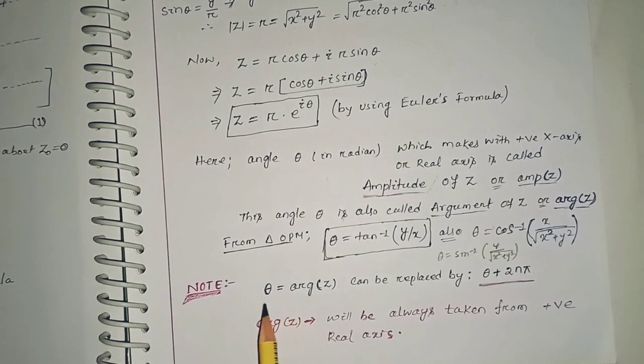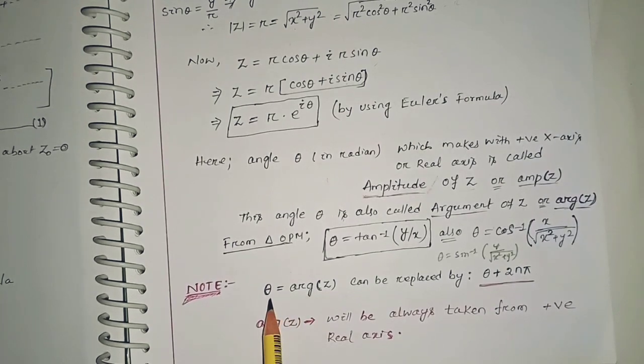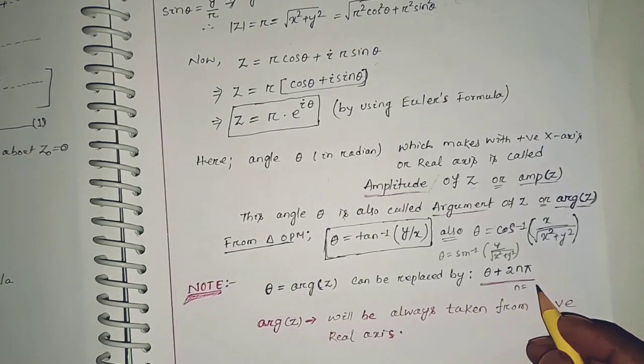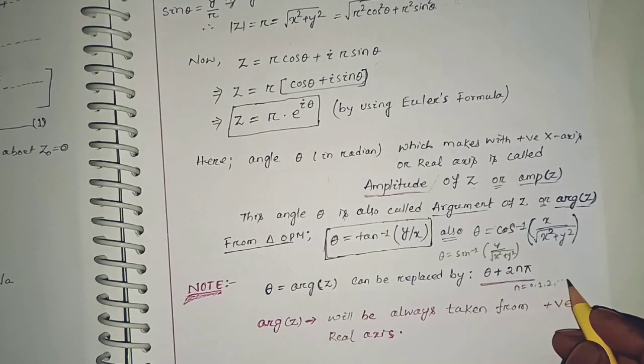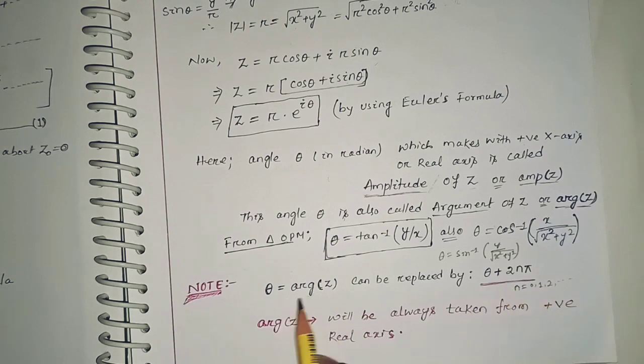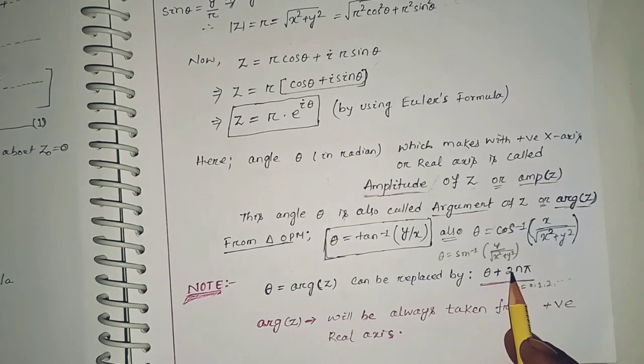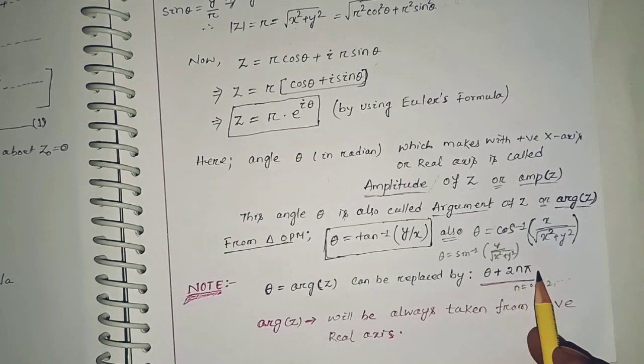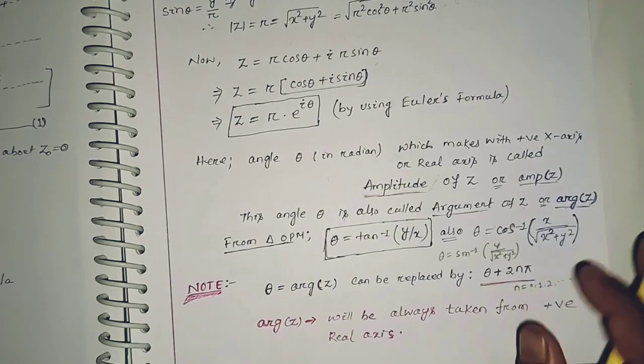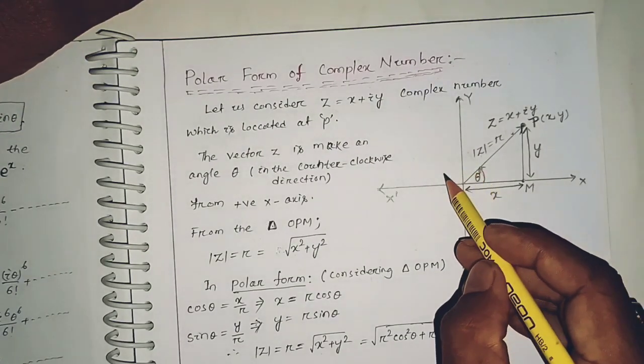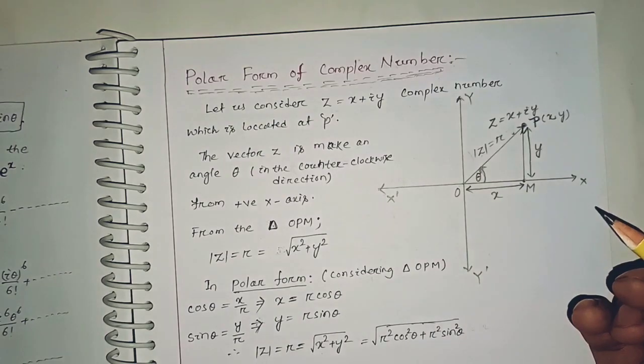Note that theta, the argument of z, can be replaced by theta plus 2n pi, where n is 0, 1, 2 and so on. If we put 0, then it is theta. If I put 1, then theta plus 2 pi is equal to the same theta. Here you can see this is theta. If I consider again 2 pi, we are going to get the same value.